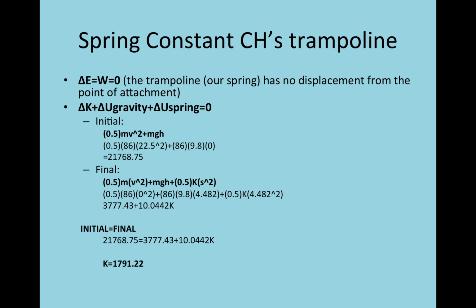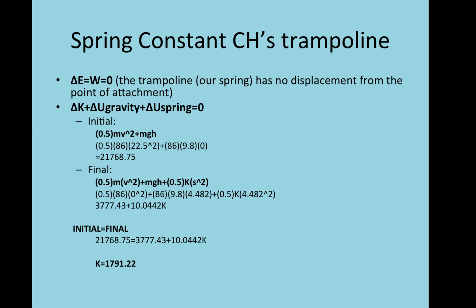Looking at the total change of energy of CH and the trampoline, we can solve for the spring constant of his trampoline using the energy principle. CH's spring constant was found to be 1791.22 newtons per meter, which is significantly higher than the circle spring constant by 41 newtons per meter, which makes sense because the rectangular trampolines are made for jumping with more force.